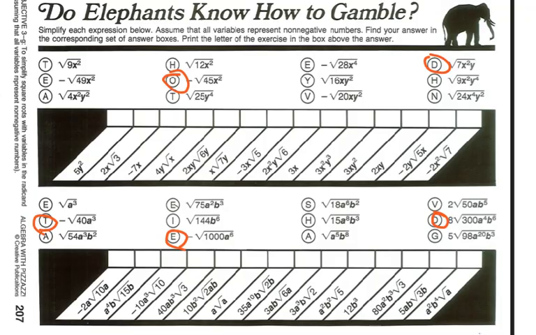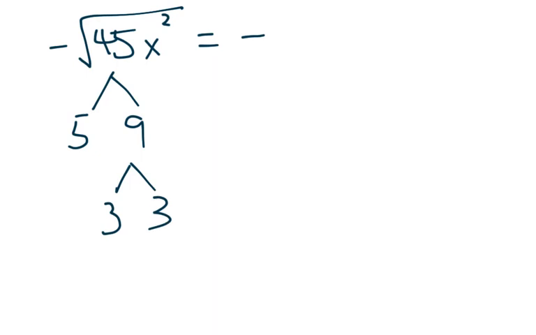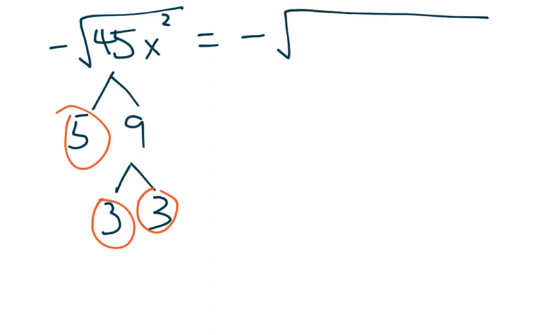So, negative 45 x squared. That negative out front, I wanted to do one with a negative. It doesn't mean anything. What's going to happen is your answer will have a negative in the front of it. But other than that, it doesn't change anything. So I'm still going to break down 45. 5 times 9 is 45, and then 3 times 3 is 9. So I got 3, 3, and 5.